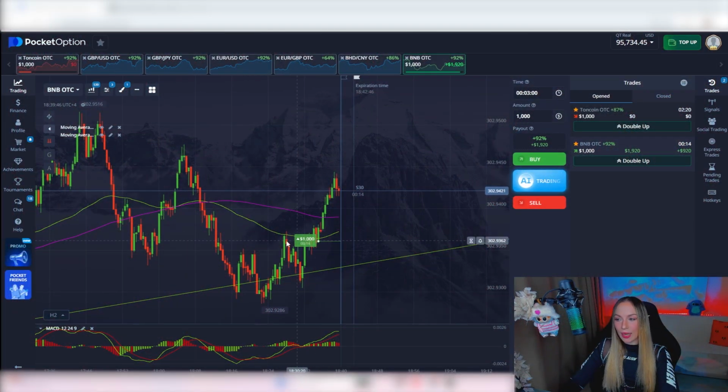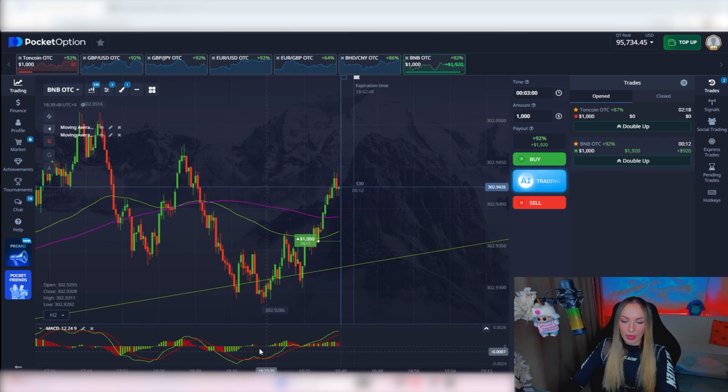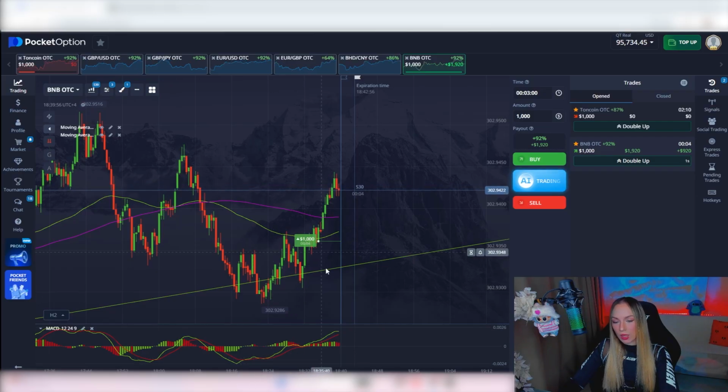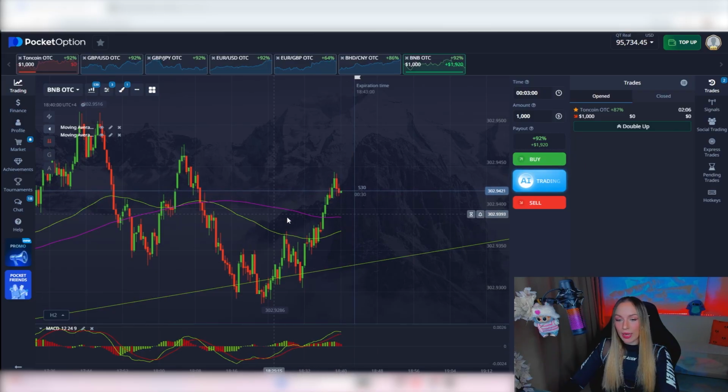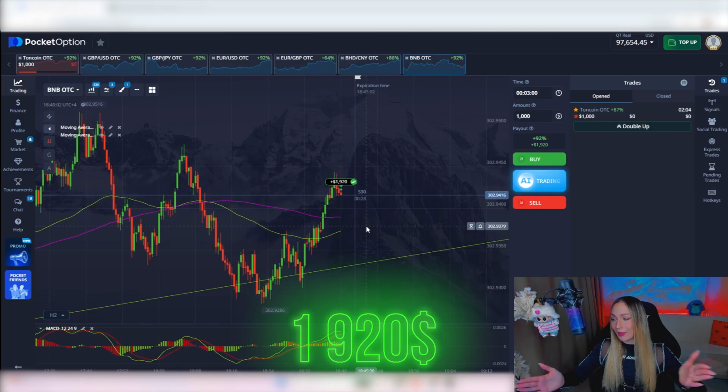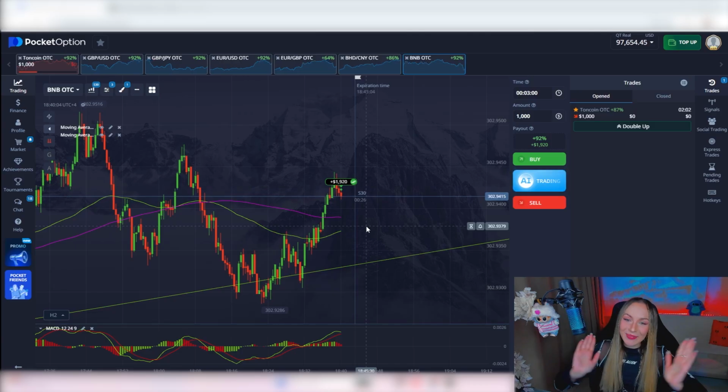This one looks amazing. Again, guys, we entered here when moving averages of MACD crossed in the oversold zone. We entered in the upward direction according to the main trend that we checked on the other period of time, and here is the profit.